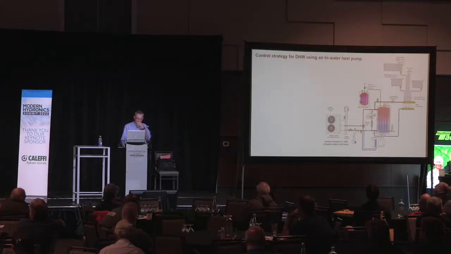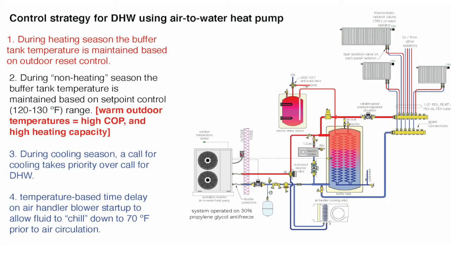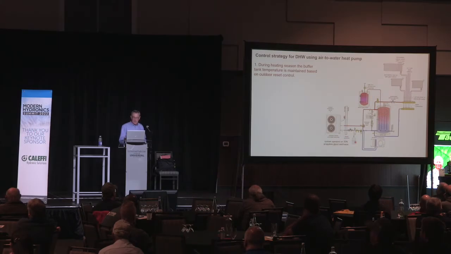So let's take a look at control strategies. Here's a schematic. This is what's called a monoblock or self-contained air-to-water heat pump on the left. This system would have glycol in it to protect the outdoor unit. And we're coming in, we're going to a diverter valve right here.